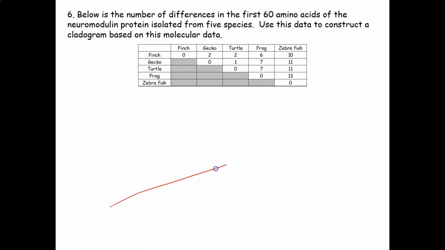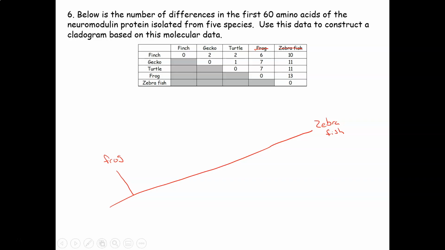Okay, so where do I start? Well, remember what I said last time. Find the biggest number of differences between species, and then you can start figuring out where they go. So if I come up to the table, the largest number is 13. So that tells me that those zebrafish and those frogs have to be on either end of the cladogram, from each other. So I'm going to go ahead and put the frog down here, and put that zebrafish up top here.